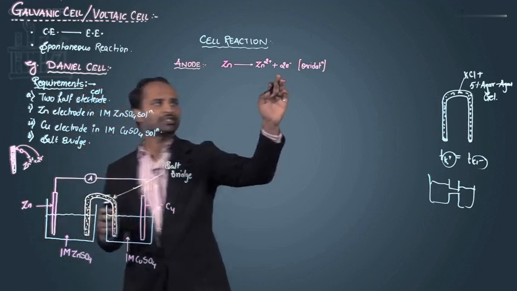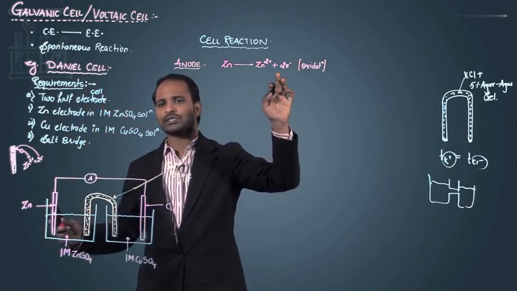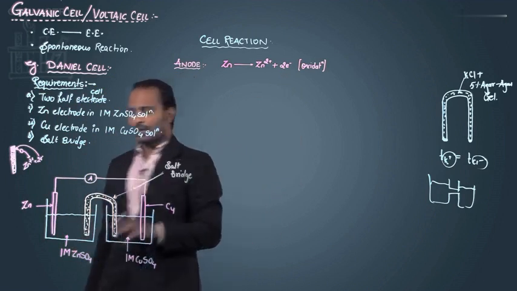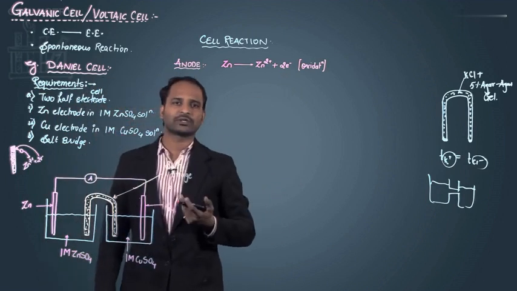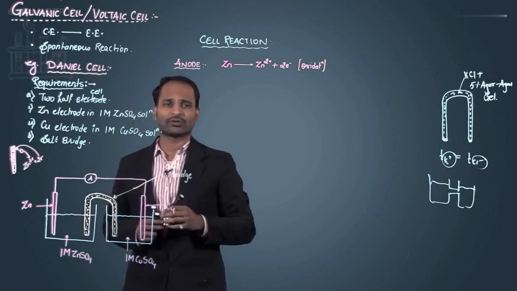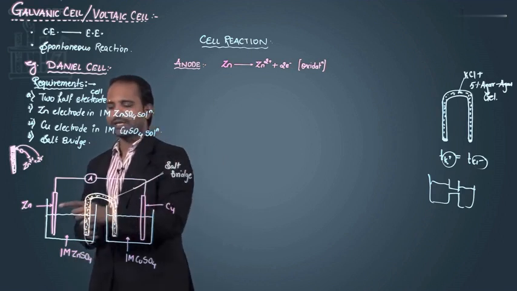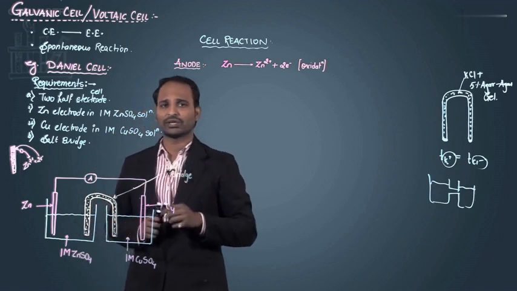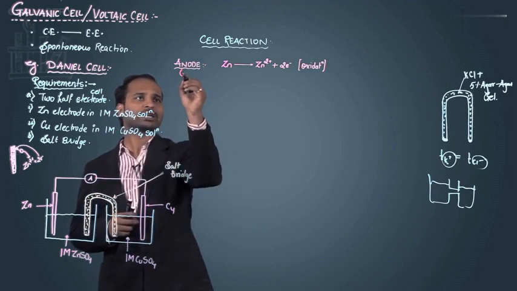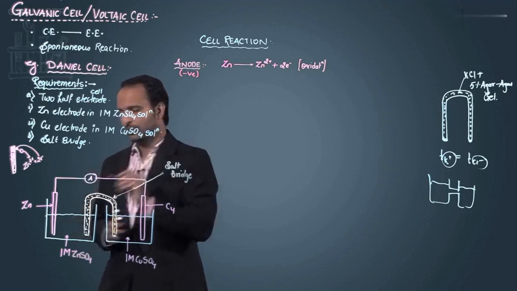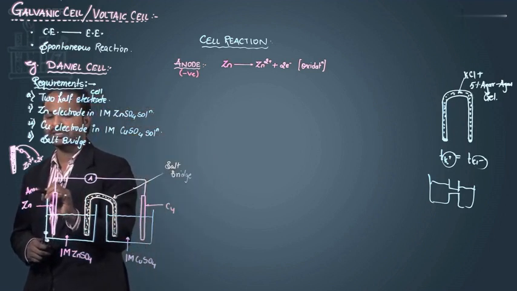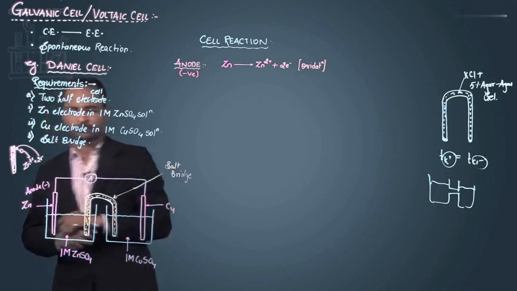So the electrons which are produced get deposited on the electrode only, and the ions get dissolved into the solution. Since a large number of zinc atoms undergo oxidation, a large number of electrons are evolved, and all these electrons get deposited on zinc, and that's why the zinc electrode carries a negative charge. So that's why we say that the anode carries a negative charge. The zinc electrode becomes the anode, and it carries a negative charge also.